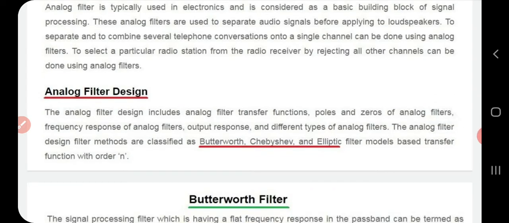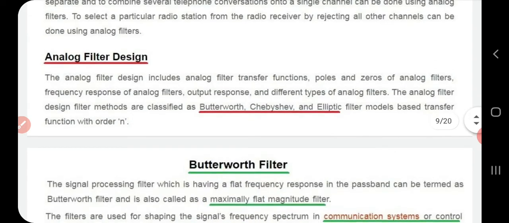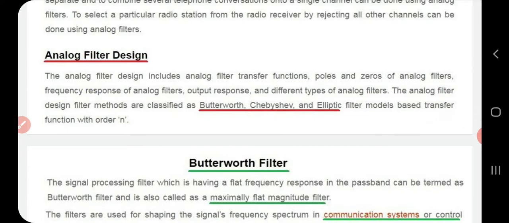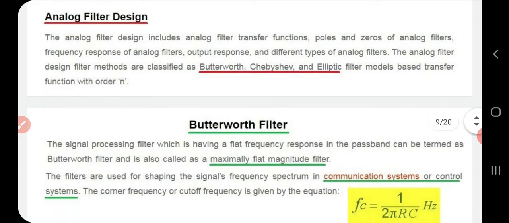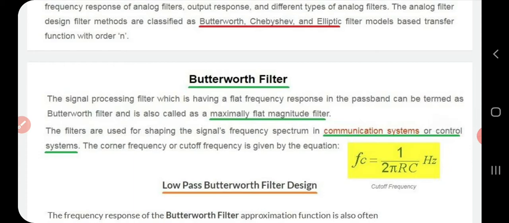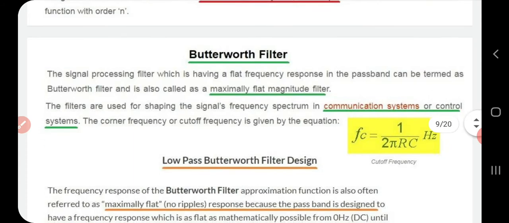Now analog filter design. Analog filter design includes analog filter transfer functions, poles and zeros of analog filters, frequency response of analog filters, output response, and different types of analog filters. So various methods are there in order to design an analog filter. Some of them are Butterworth, Chebyshev, and elliptic methods. Now among that, the most important and the common one is the Butterworth filter.